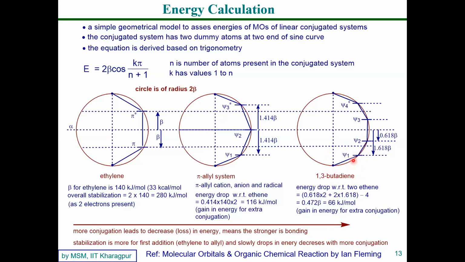If we simply total, 0.618 times 2, and 1.618 times 2. So whatever it comes to, minus 4, because we are considering it as two ethylene systems and then combining them, and asking how much energy you are gaining. If you combine two ethylene systems in linear conjugation, you get this minus 4 beta. So 2 beta for one ethylene, and for 2 ethylene units it will be 4 beta. The total will be this much beta, and it is 66 kilojoule per mole. So this is the gain in energy for extra conjugation.